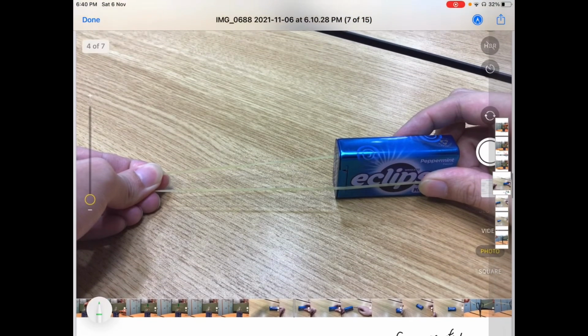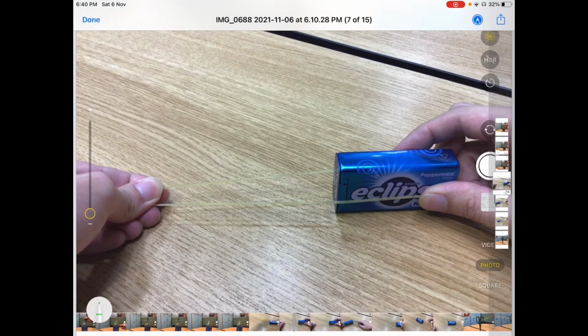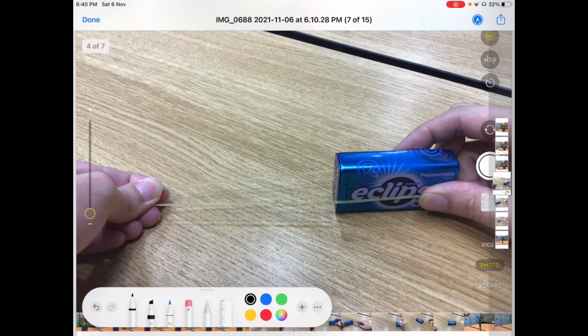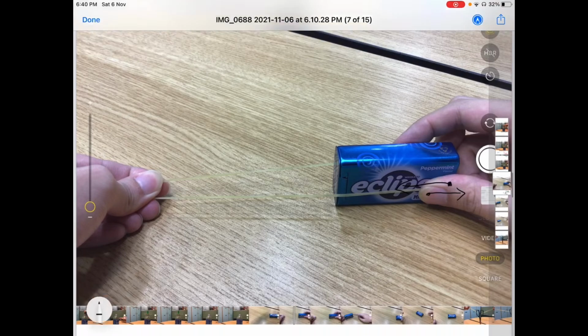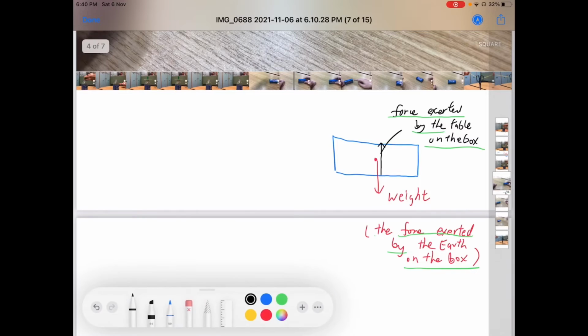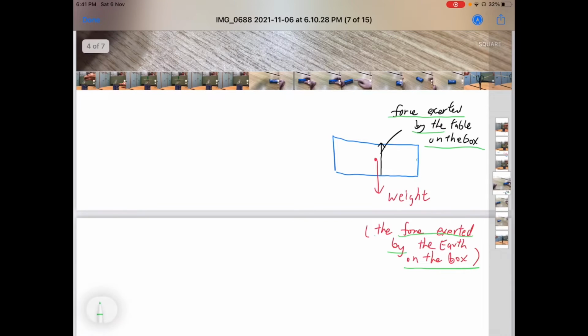Then how about in the horizontal direction? What force is acting on this box? What about the rubber band? The force is pointing to the left hand side, and the point of contact of the rubber band is at the very right end of it. How about the finger? To the right hand side. So let's draw these two forces. So the force by the rubber band is pointing to the left hand side.